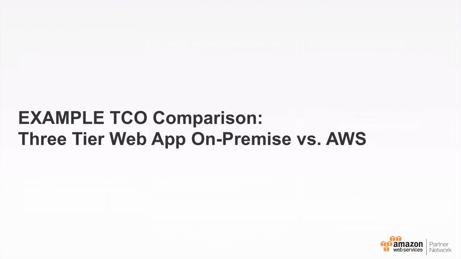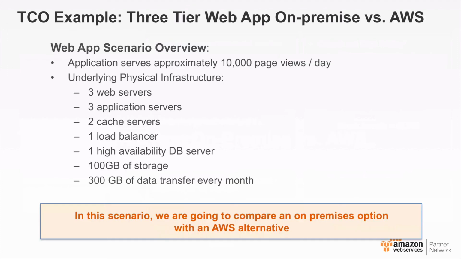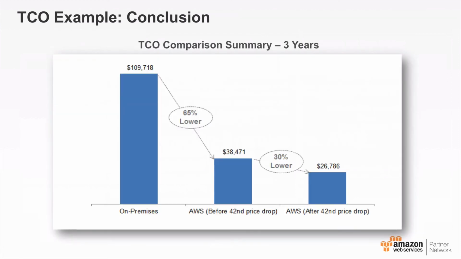By way of an example, here's a quick look at a 3-tier web application and the cost modeling for that 3-tier web application of on-premises versus AWS. And the application that we've used is represented as follows. So application serving 10,000 page views per day, 3 web servers, 3 app servers, 2 caching servers, a load balancer, a high availability DB server, 100 gigs of storage and 300 gigs of data transfer per month. And we modeled this using a tool that we're going to show you in a second. And this was the effect of that model.